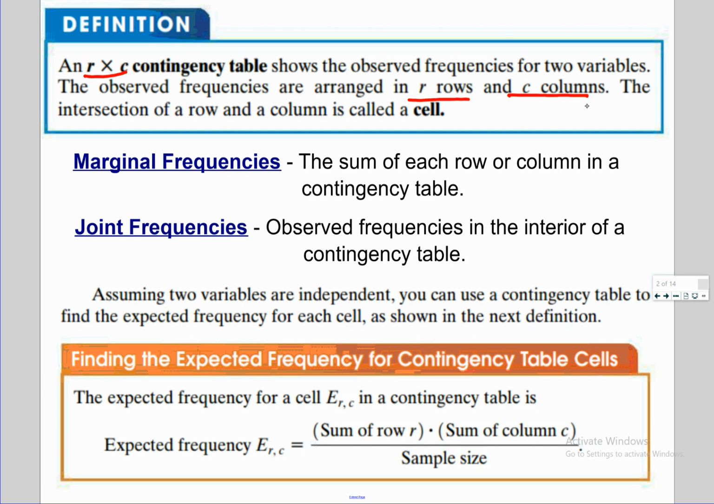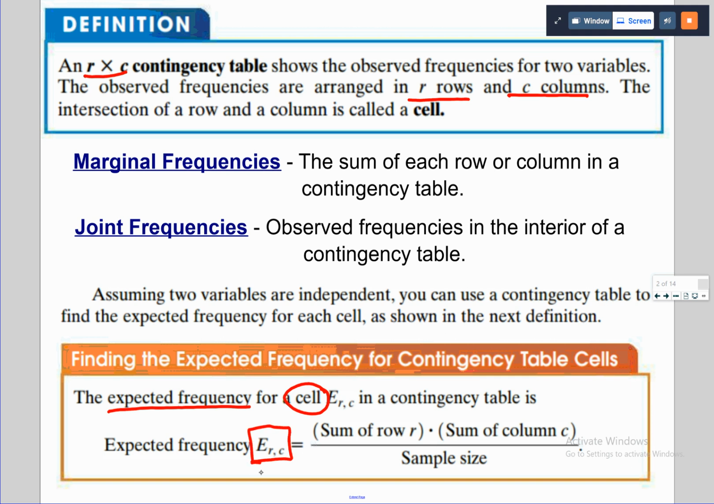So joint frequencies are each individual piece. Marginal frequencies are a full row or column summed up. With those, we can find expected frequencies for a particular cell in a specific row and column location. They notate that as E for expected frequency, and then R comma C. Again, rows are always going to come before columns, so if you saw 1, 3, it would mean row 1, column 3 is the cell that we're looking at.